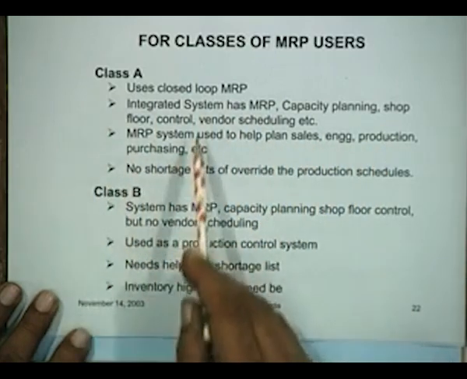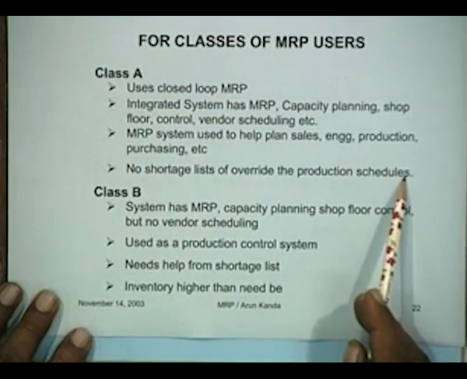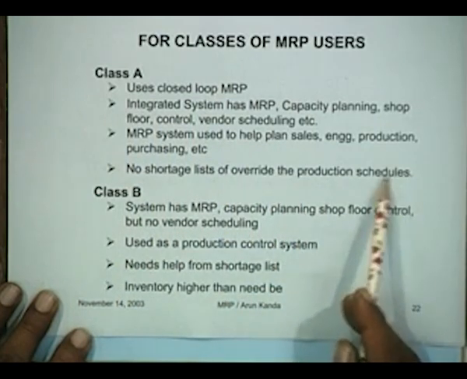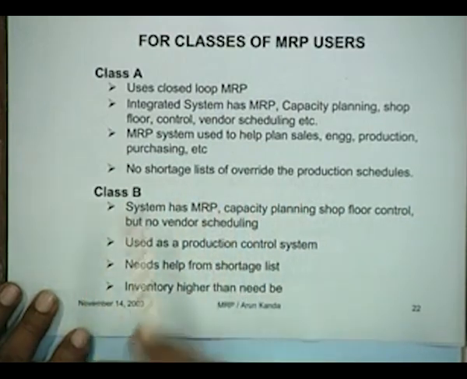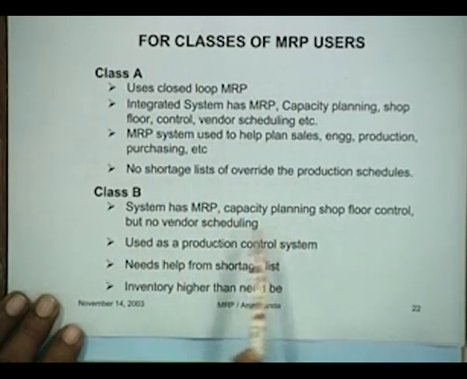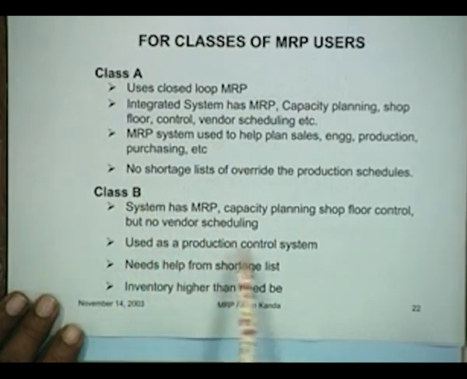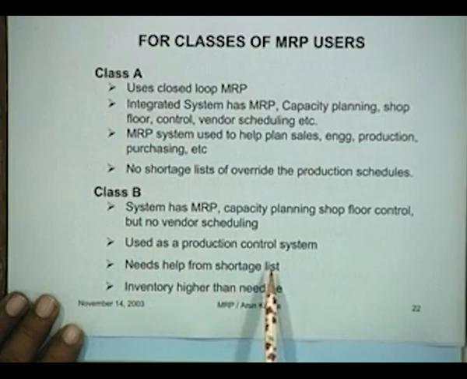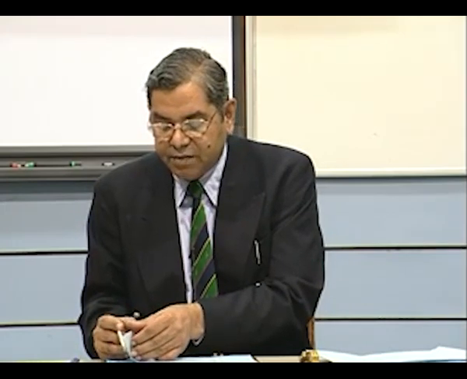So you're talking about integration of various functions, and there are no shortage lists to override the production schedule. That means your production scheduling is so good that you are not deviating from the production that you have planned in class A. In class B, the system has MRP, capacity planning, but no vendor scheduling. Vendor scheduling is not a part of this. Used as a production control system, needs help from shortage list, inventory higher than need be. So we have not talked about integrating vendor scheduling here. That means when should which vendor place an order.